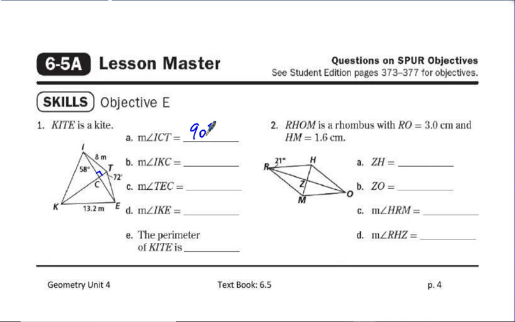The next question asks for the measure of angle IKC. IKC, that's this angle right here. Well, in this triangle, I have 90 degrees, I have 58 degrees, and angle IKC, which would equal 180. Since we know one of the angles is 90, we know that the missing angle and 58 degrees are complements of each other. So we could say 90 minus 58 equals 32 and find that the measure of angle IKC is 32 degrees.